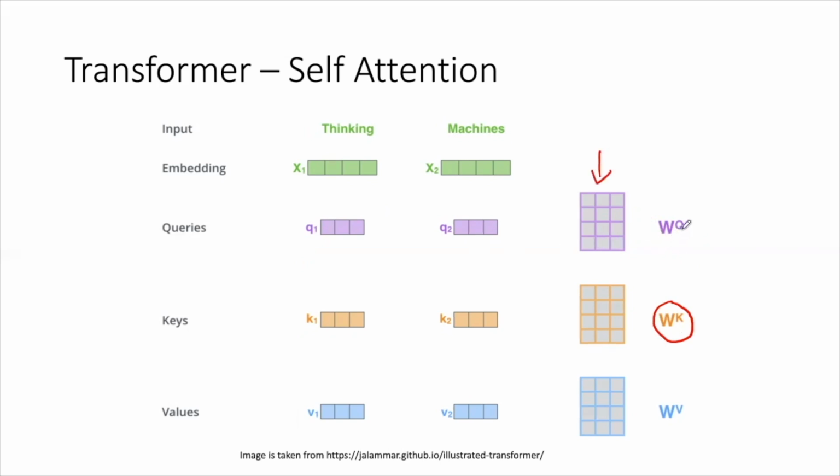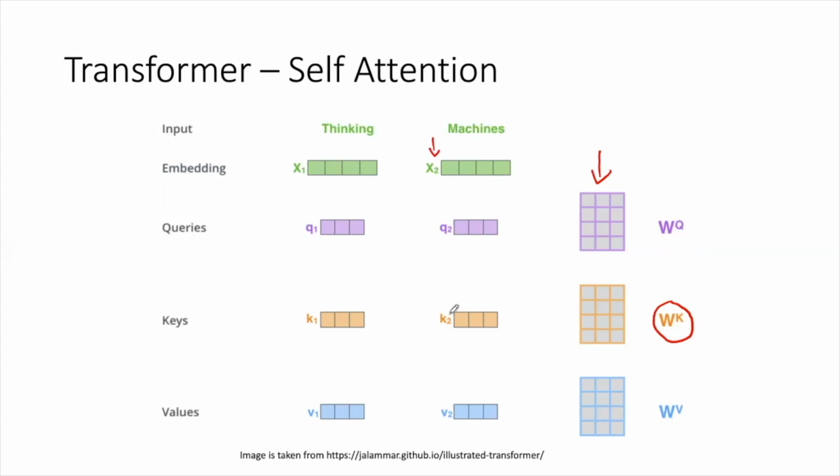The query, key, and value matrices are actually common. There is only one single query, key, and value matrix for one block of self-attention. So irrespective of what x1, x2, or our inputs are, these matrices are fixed for this self-attention block.